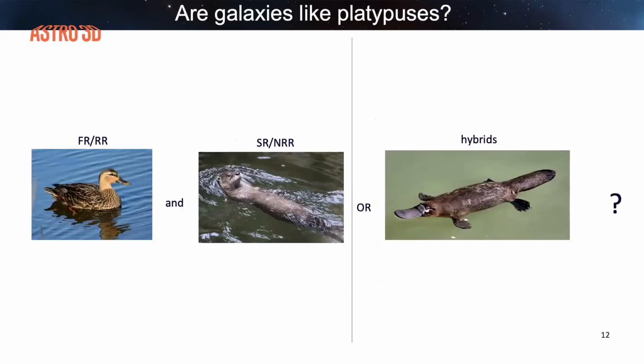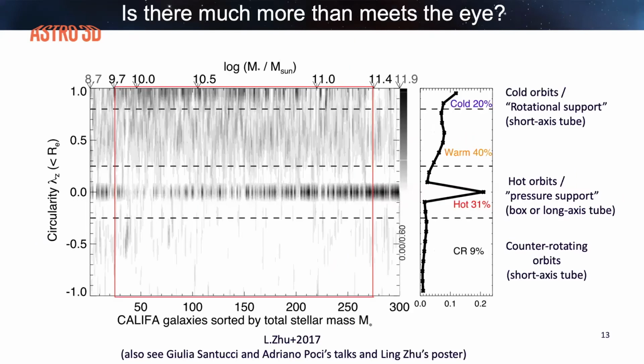So what do we have? Are galaxies like platypuses, so sort of hybrids with disks and bulges, or are they more like a true dichotomy, ducks and otters? Perhaps another point of evidence to consider while we try and think about these different galaxy families and different components in galaxies is that even two components, bulges and disks, may not be enough to explain all that we're seeing.